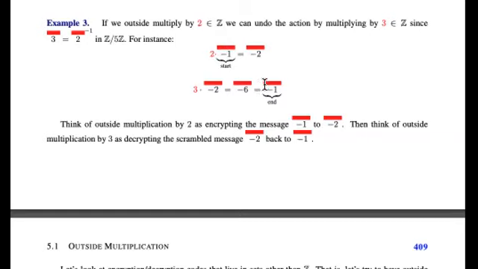Like this, we end up getting something like negative 2 bar. We can undo the action by multiplying by 3, because multiplication by 3 is like the inverse function of multiplying by 2, because, well, they're multiplicative inverses as well here. And composition is like multiplication. Okay, so we can undo what we did and end up where we started.